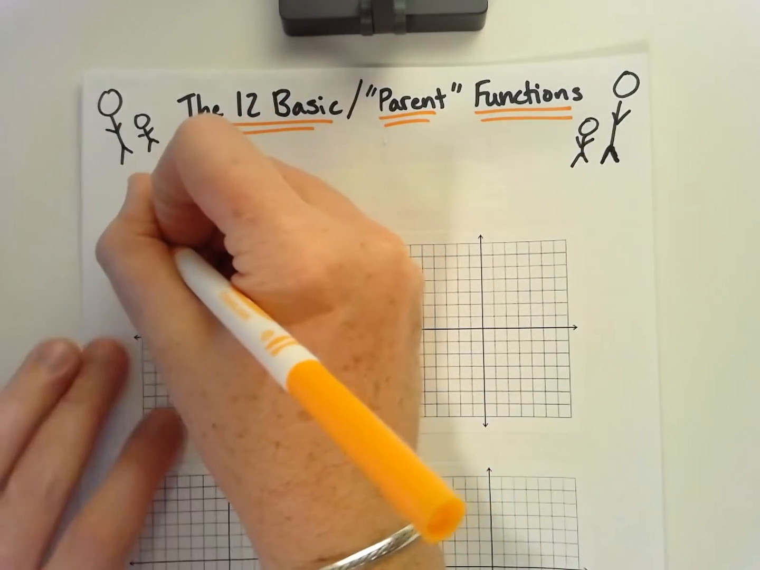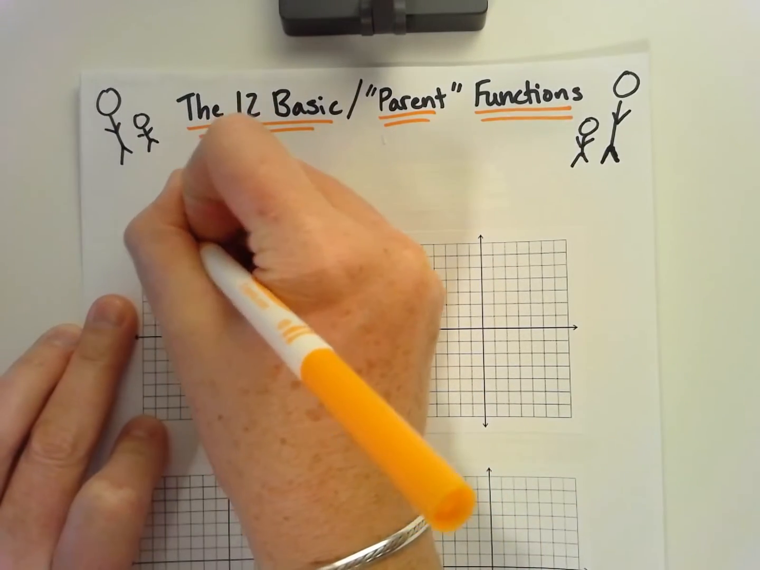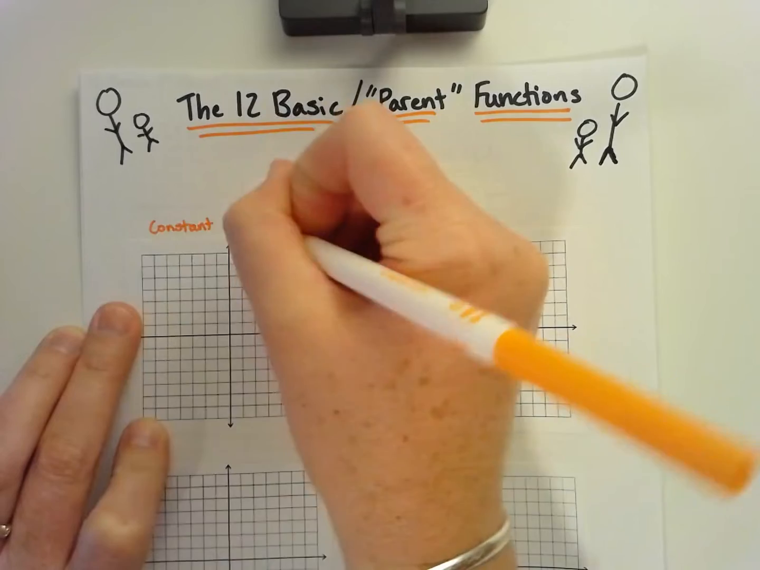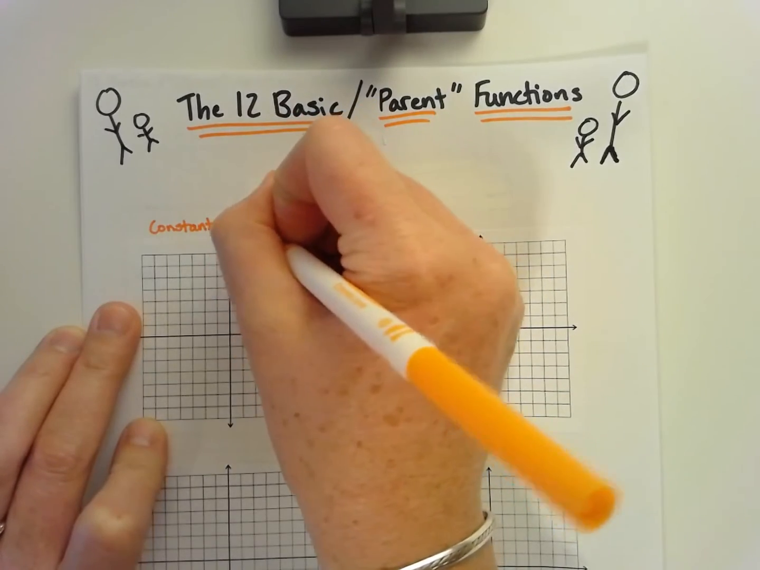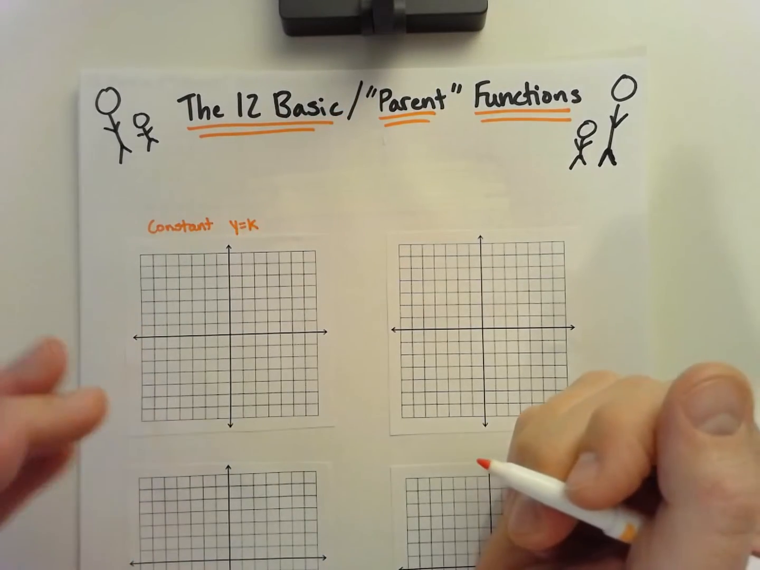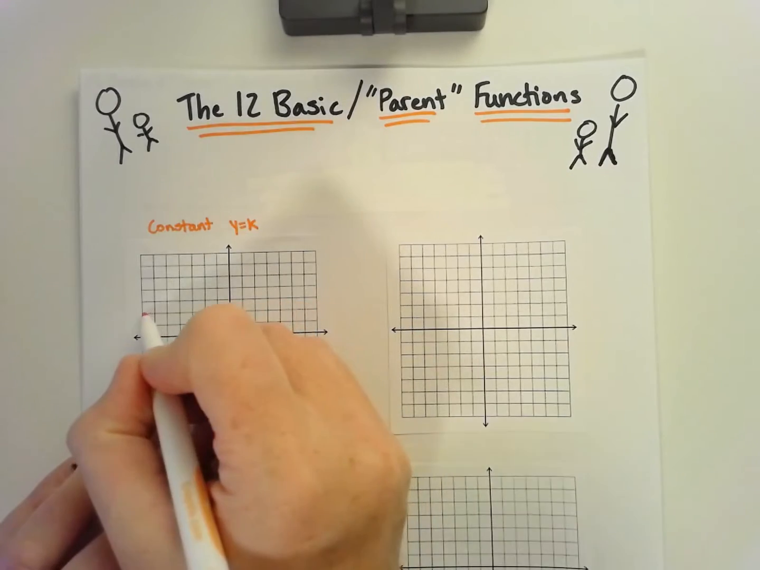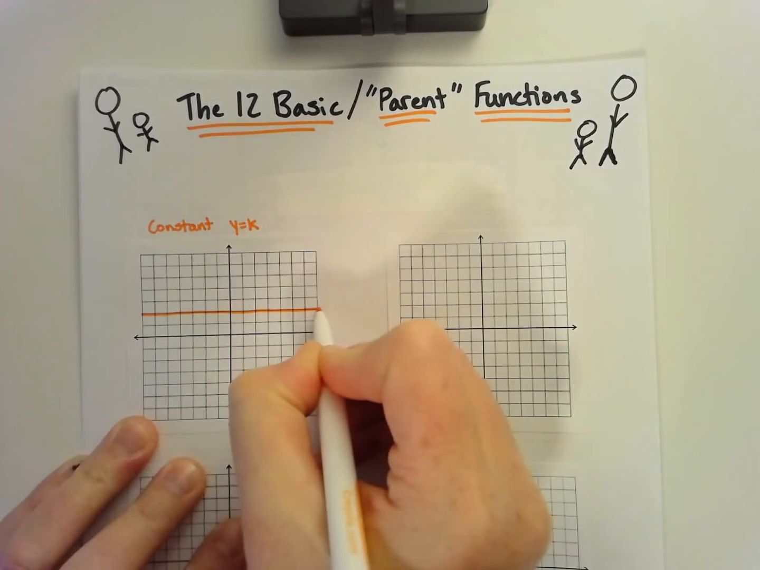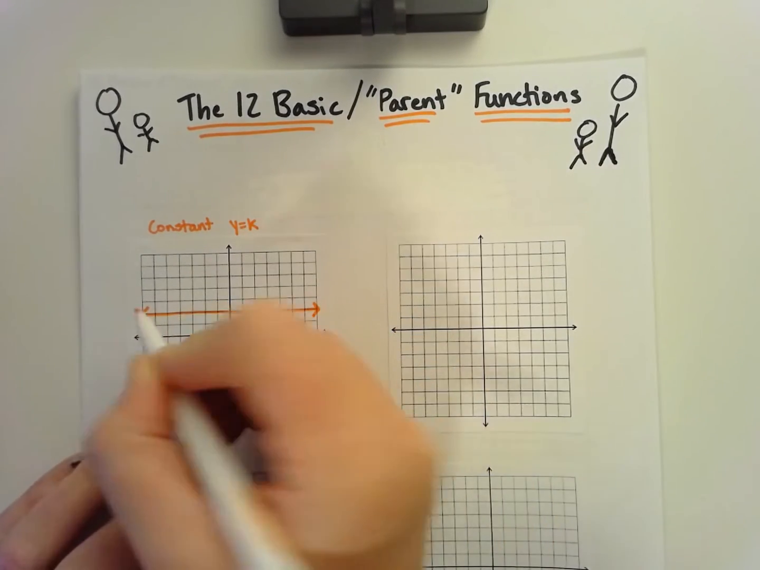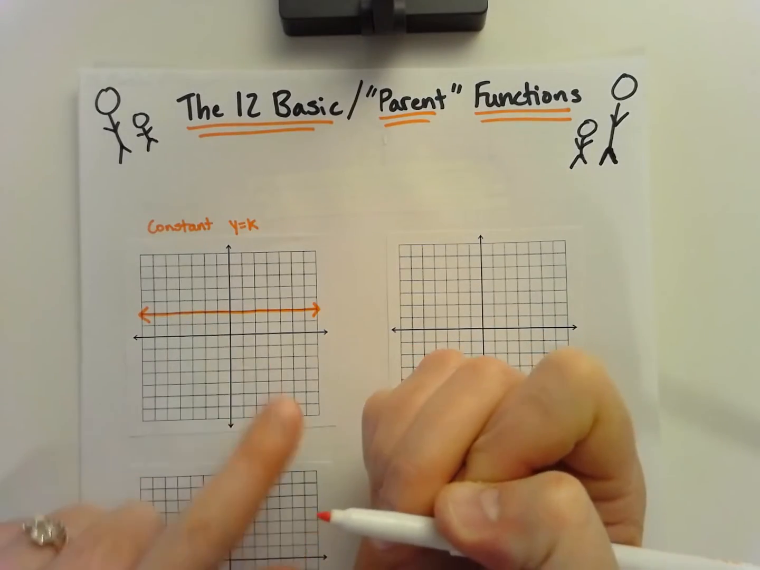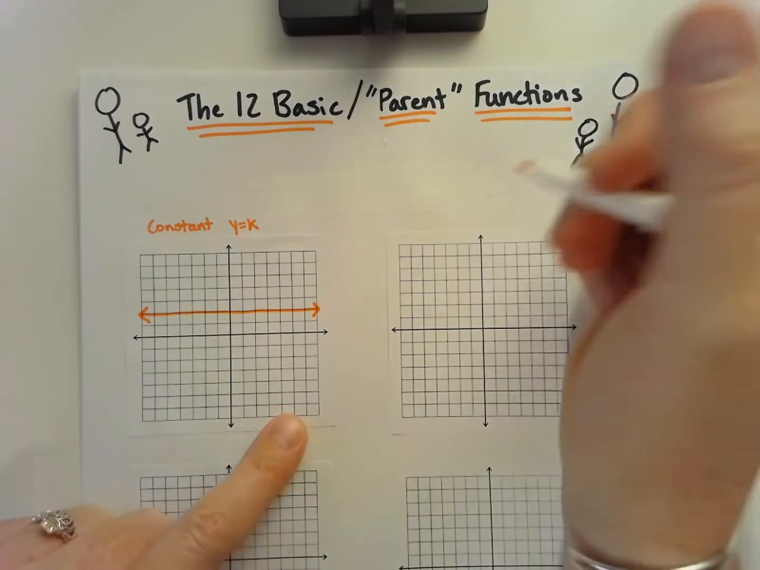So our first graph is just going to be a sketch of what we call a constant function. That's when y equals a constant k. So like y equals 2, y equals 3, something like that. So just draw a nice straight horizontal line to represent the constant function y equals k.